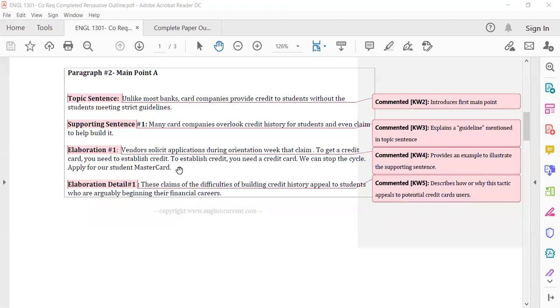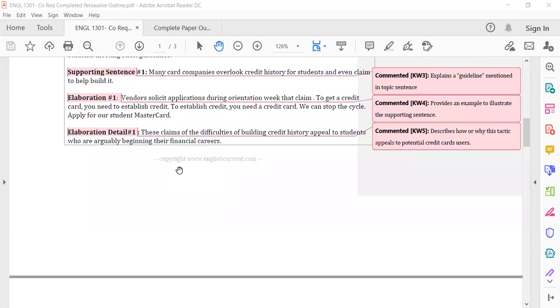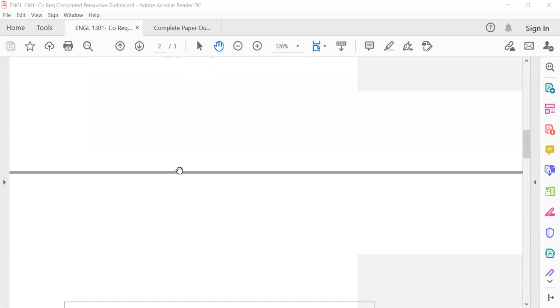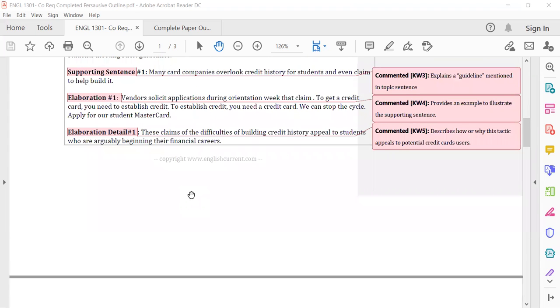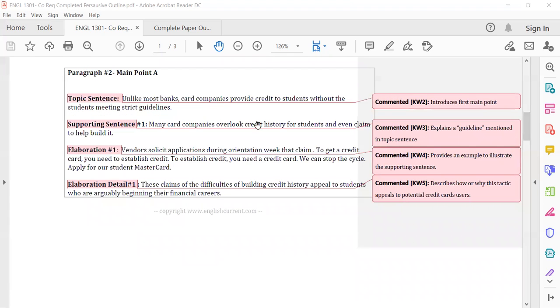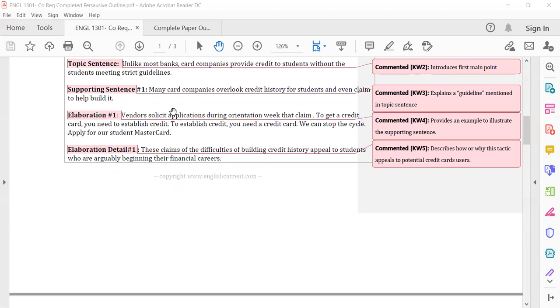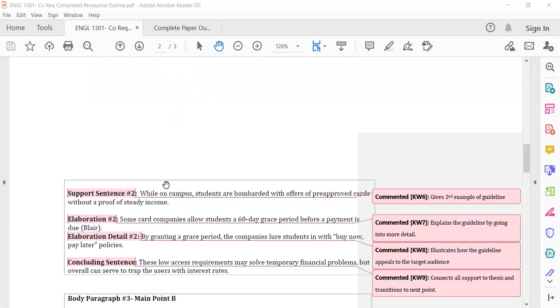Whenever we persuade or argue, we do not want to only give one example. If I was to stop right there with this paragraph and move on, it would not be as convincing or thorough as it would if I gave another example of this same topic sentence. So I'm going to give you a second supporting sentence to go with the fact that these students don't need to meet strict guidelines. So here it is.